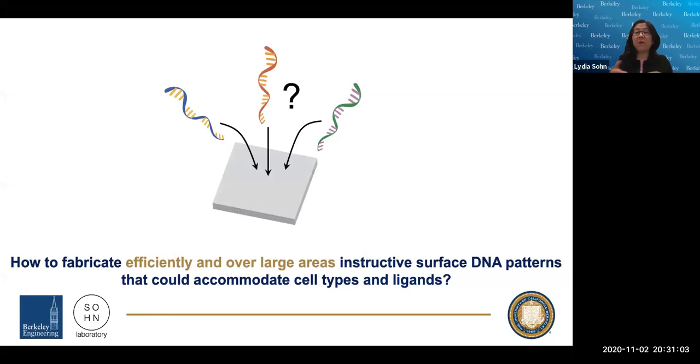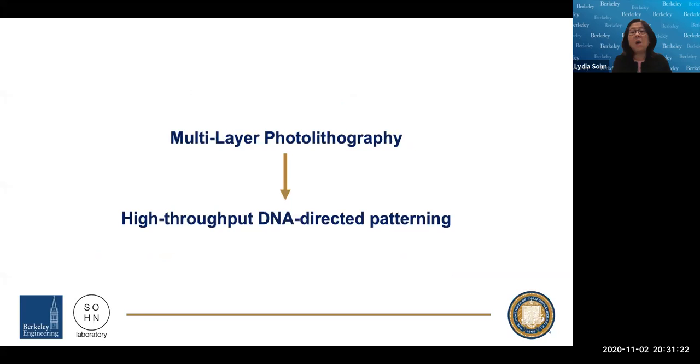So the real question that we sort of settled on was, how do you fabricate efficiently and over large areas instructive surface DNA patterns that could accommodate cell types and ligands, these very cell types and ligands that you would find in the neural stem cell niche? Well, this is where the expertise of my lab comes in.